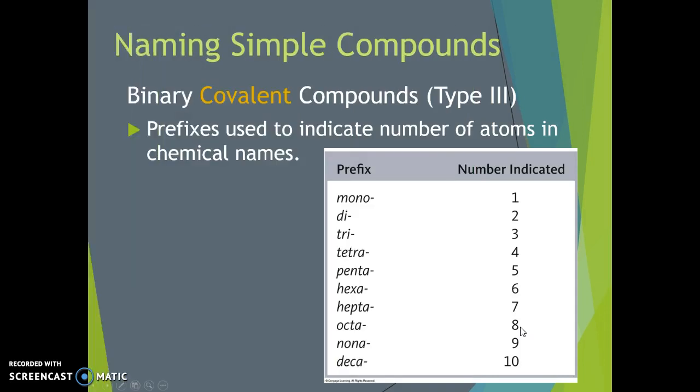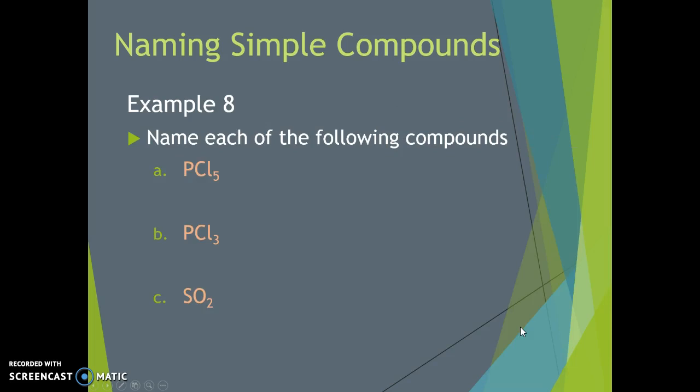So these are the common prefixes used to indicate the number of atoms. You'll want to review those as you begin practicing naming covalent compounds. So let's look at some examples. PCl5, there's 1 phosphorus, but again, we do not include mono. The prefix for 5 is penta, so this would be phosphorus pentachloride.